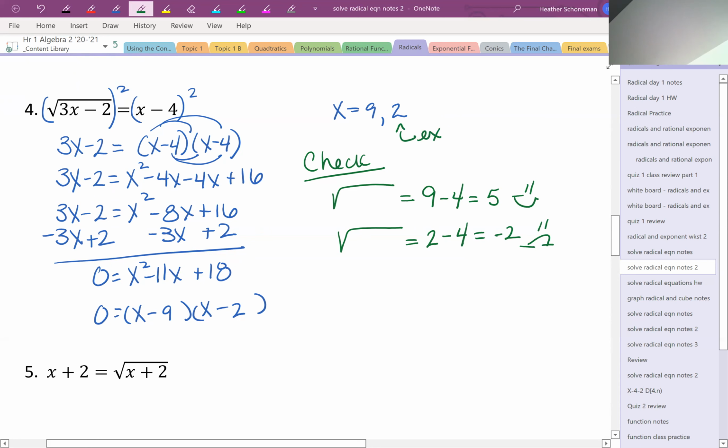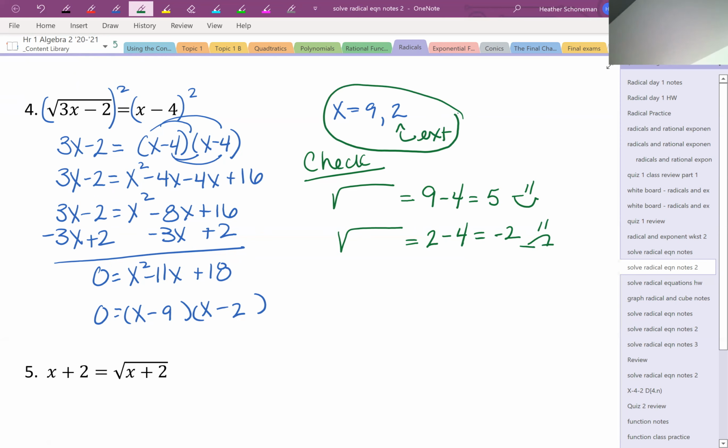So this one becomes extraneous and 9 works. So you're not throwing out the answer because you're negative. You're throwing out the answer because when you plug it in, it makes the radical equal a negative. And that's the difference between the two.